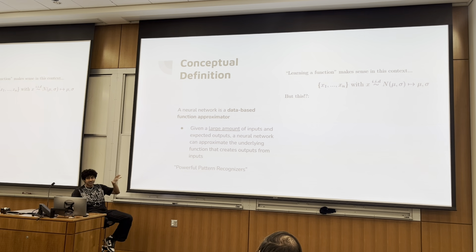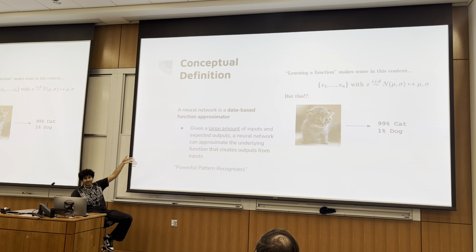However, that's not why we use neural networks. We use them to classify things like this. This is a cat. And I did the 1% dog thing. It's not actually 1% dog. It just shows that it's very, very confident that this is a cat and not a dog. But what's the function here? There's no cat-image-to-cat-string mapping. That's not a real thing.